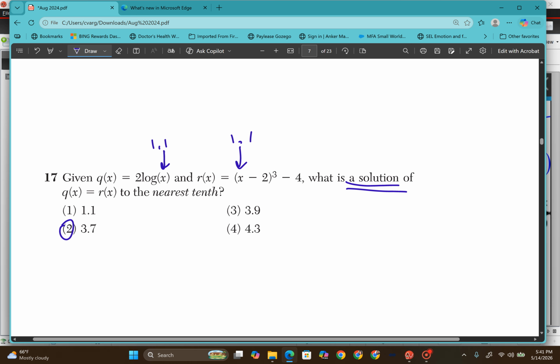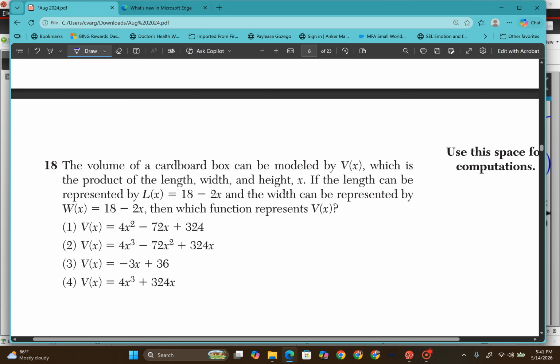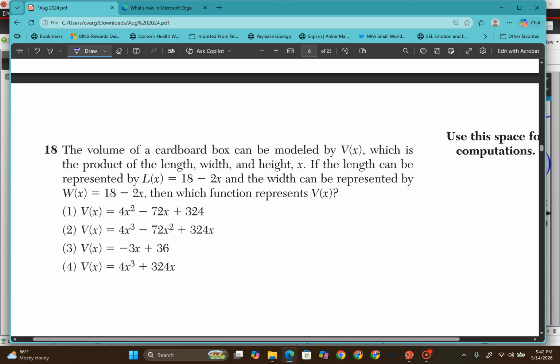Or you can graph both and then see the point of intersection. That's another way you can do this with the calculator. Point of intersection. And like I said, I feel like we did that. That's just a graphing question. Question number 18. Which function represents v of x?